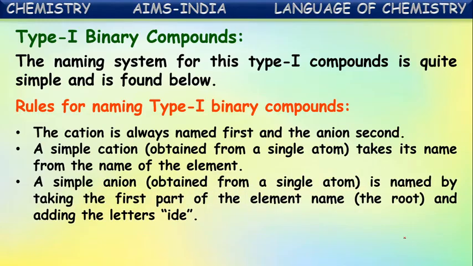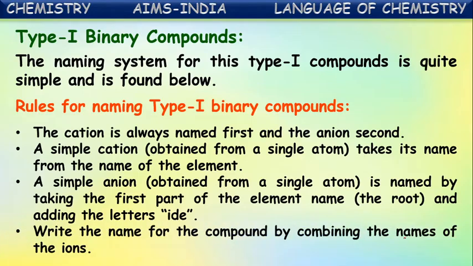Next, a simple anion is named by taking the first part of the element's name, and at the end of the first part of the element's name, ide is attached. Write the name for the compound by combining the names of these ions.